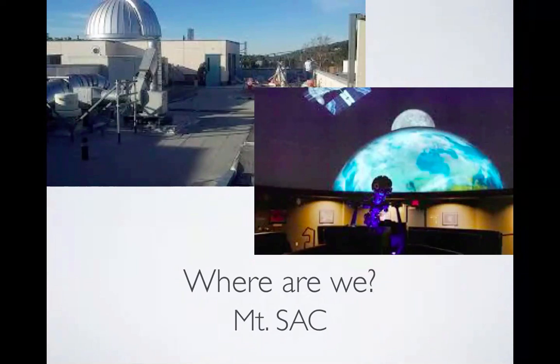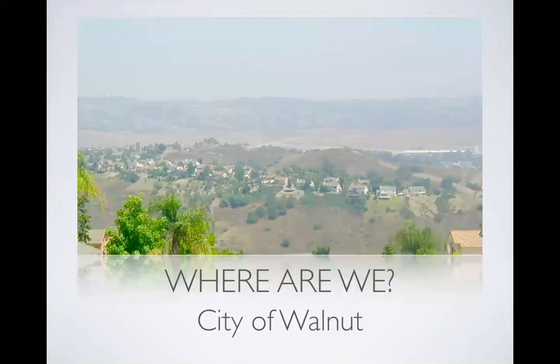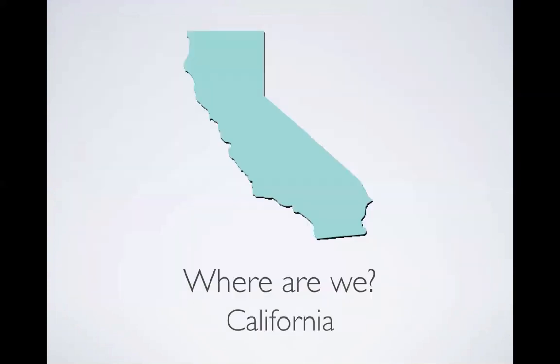So if we were to write a letter and put our return address on it, we would start with our names and then Mount SAC. Next, we'd add the city of Walnut, in which Mount SAC is inside of. And then after that, of course, we would have the state of California.